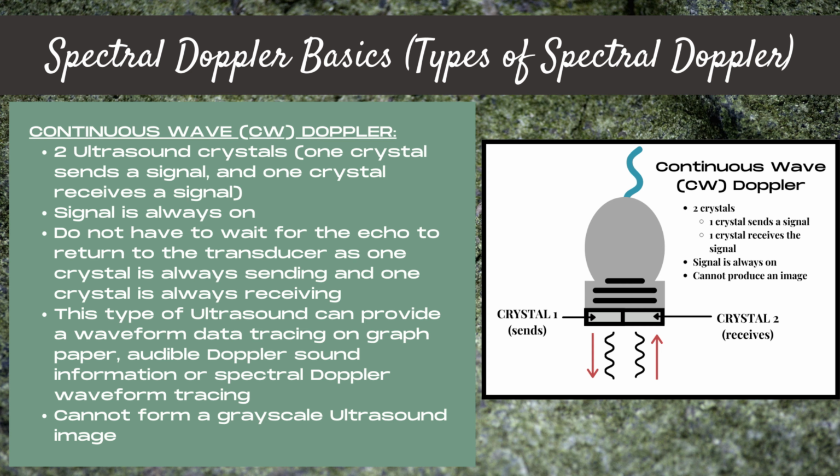Now let's talk about continuous wave spectral Doppler. With this type of spectral Doppler, you have two ultrasound crystals. One crystal sends a signal, and one crystal is receiving a signal. And the signal is always on. You don't have to wait for the echo to return to the transducer, as one crystal is always sending and one crystal is always receiving. And this type of ultrasound can provide a waveform data tracing on graph paper, and it can also produce an audible Doppler sound. This type of spectral Doppler cannot form a grayscale ultrasound image.